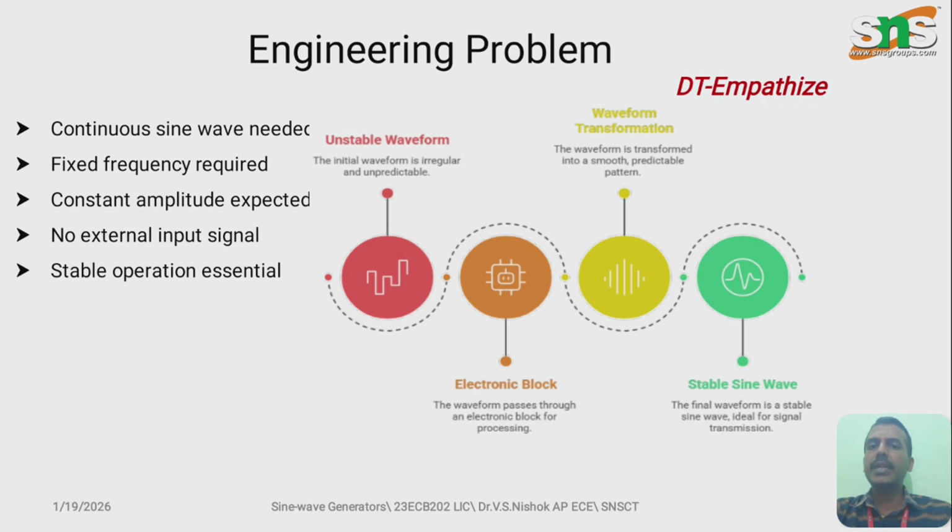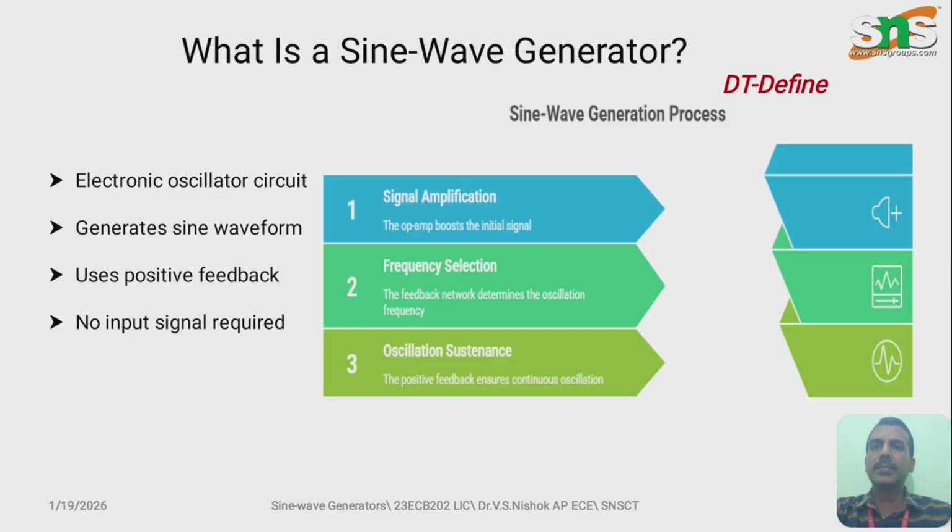The problem behind using the waveforms: a continuous sine wave is needed here for such applications, and it should be with a fixed frequency range. So without any input, we need to provide the output from this sine wave generator, and the output should be stable. So these are the needs here.